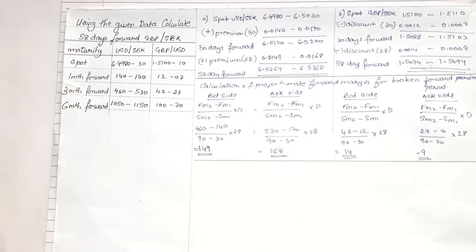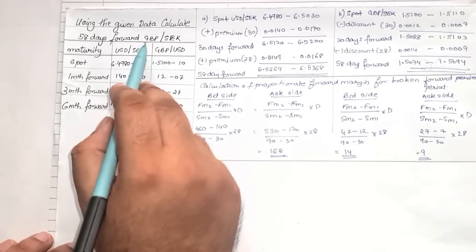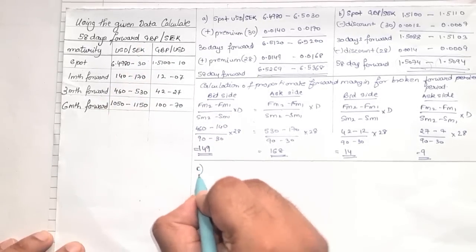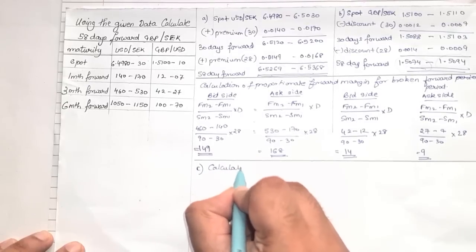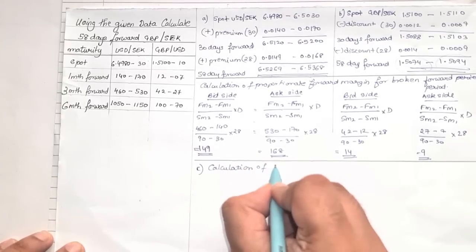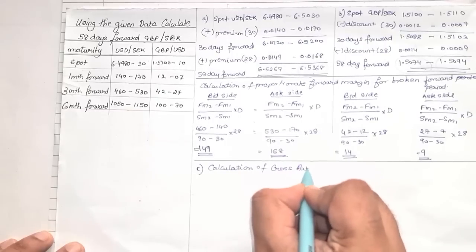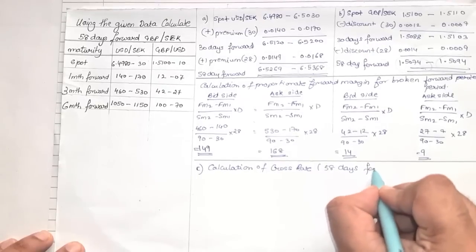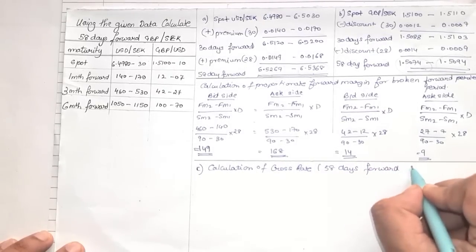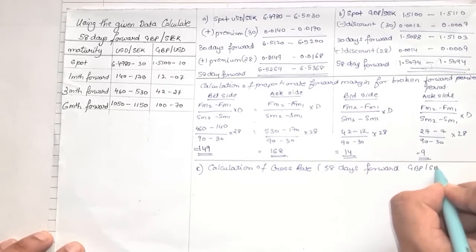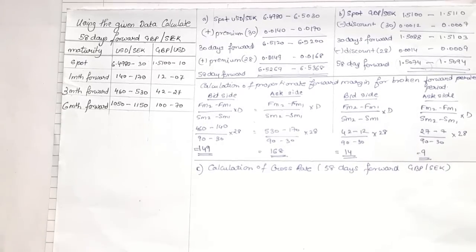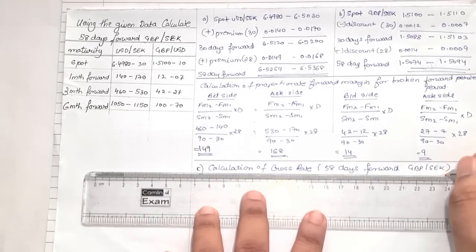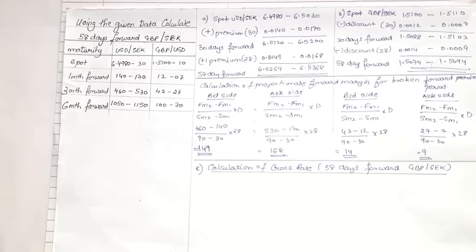Now we are going to go for cross currency. They are asking you to find GBP to SEK, so I'll write here, this is my C part: calculation of cross rate for 58 days forward of GBP to SEK. Now how to get that? Again we need to find two rates. One will be the bid rate, the other one will be the ask rate. So first we will start with the bid rate.